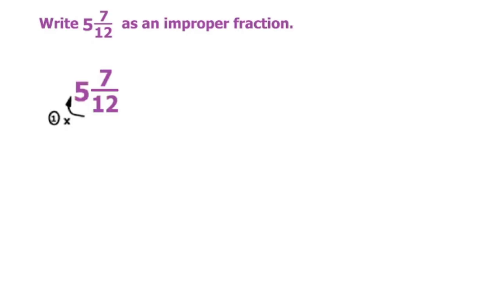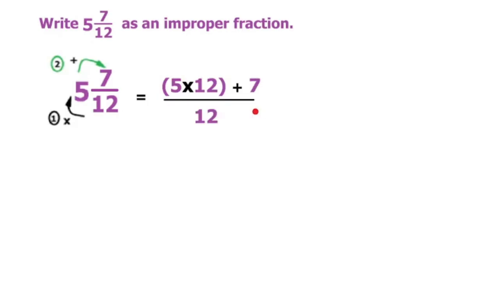So the first thing to do to change it into an improper fraction is you multiply 12 times 5, okay? Multiply 12 times 5. So we'll put it over here. So 5 times 12. The next thing you do is you add 7 to what you just multiplied. So that's going to look like this. You add the 7 and then you put the denominator the same. You leave this denominator. So 5 times 12 plus 7 over 12.